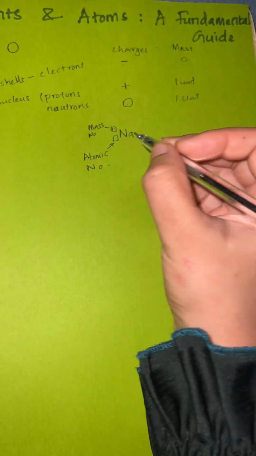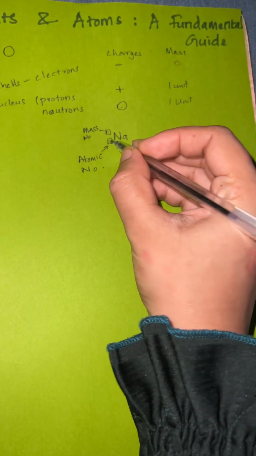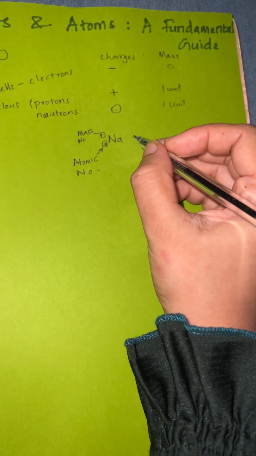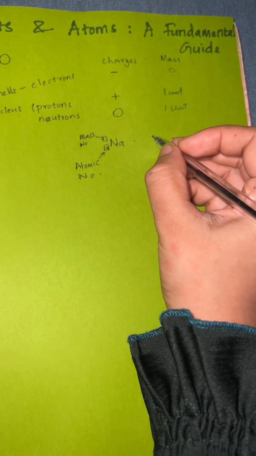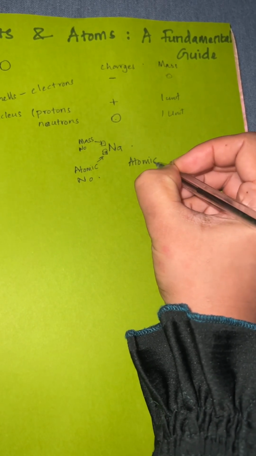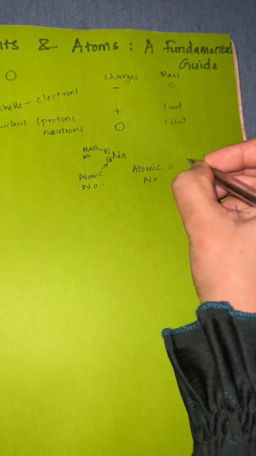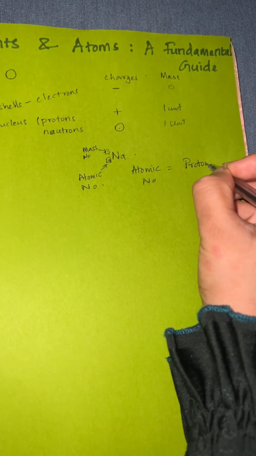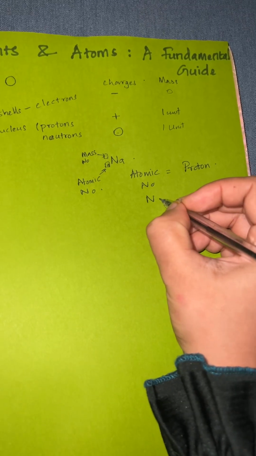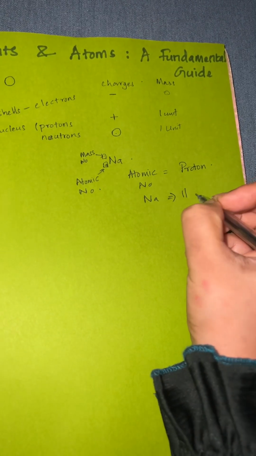So the atomic number of sodium is 11. So the atomic number is equal to the number of protons, right? Atomic number is equal to the number of protons. So there are 11 protons in sodium.